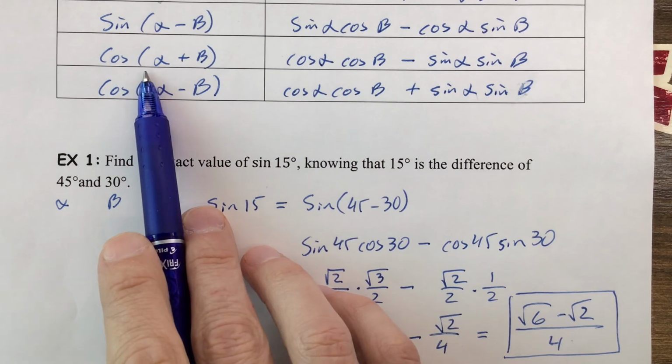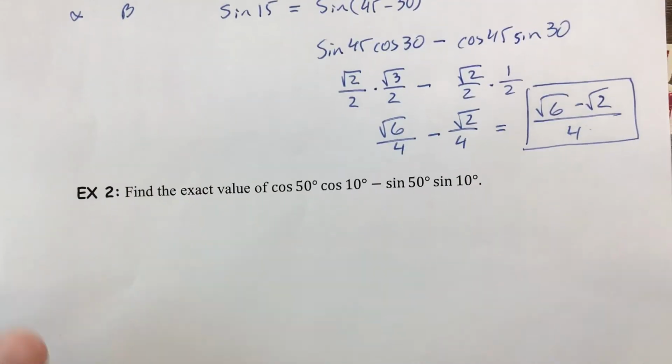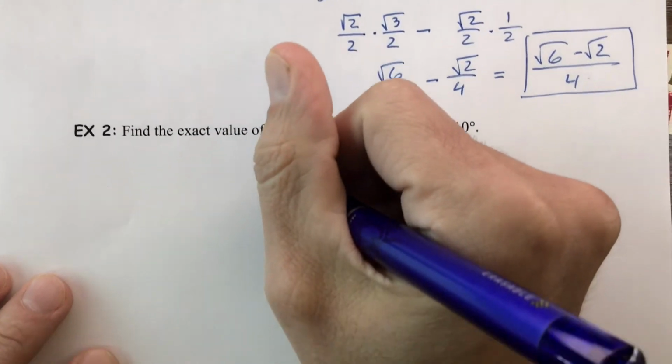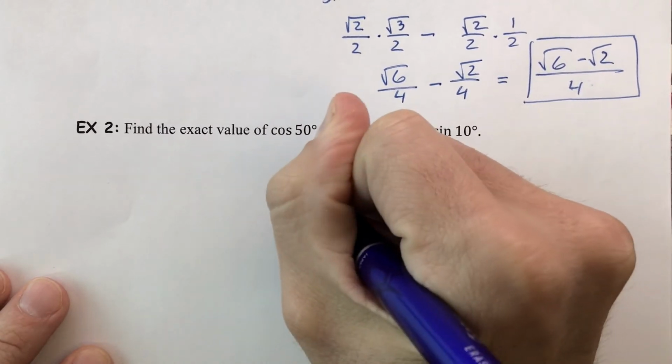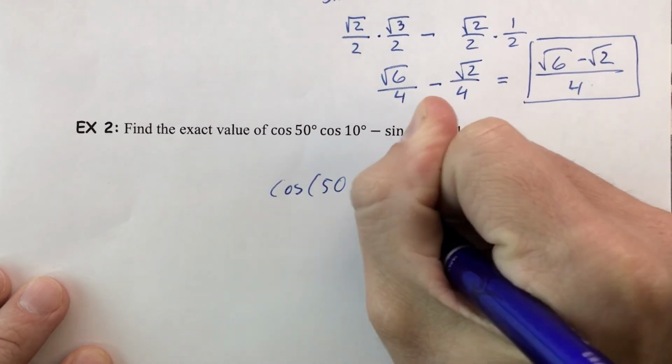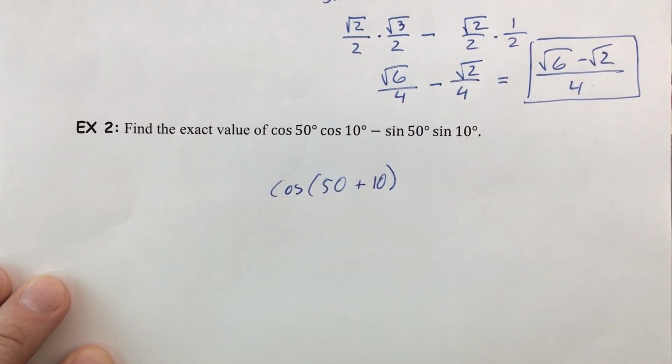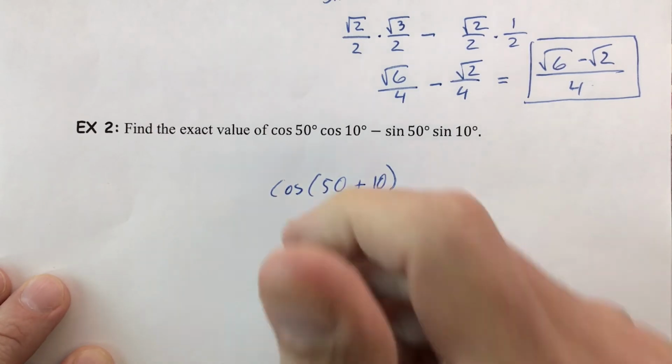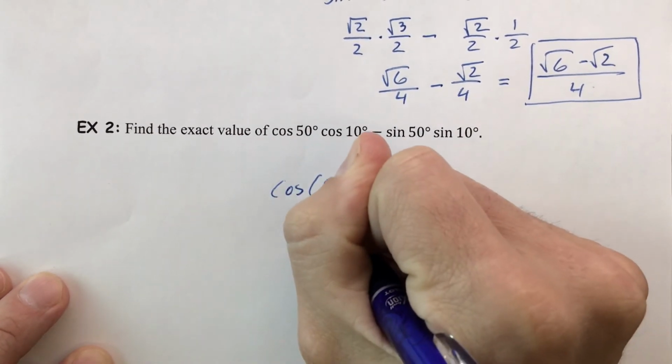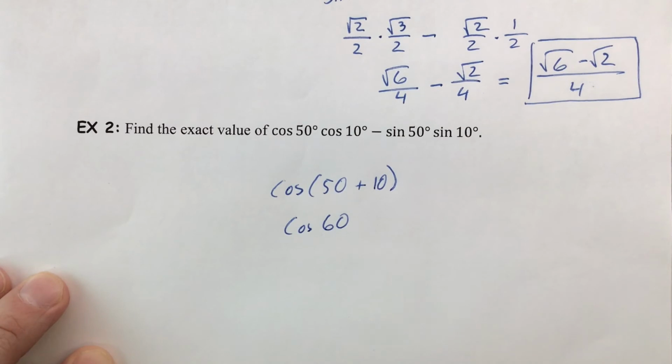What that means is we can change this problem into the cosine of 50 plus 10, which is the cosine of 60. And of course, the cosine of 60 is equal to 1/2.